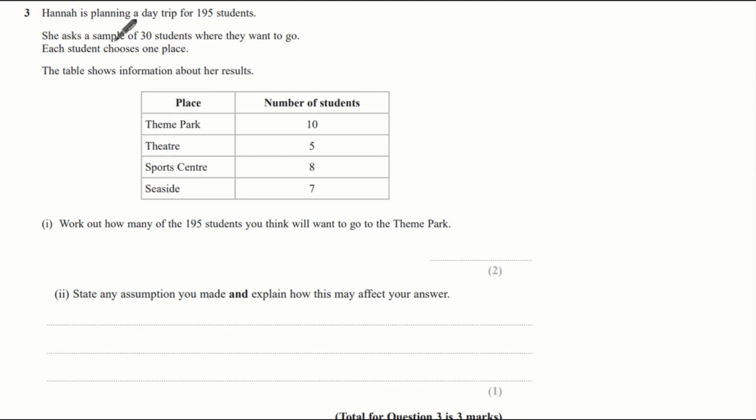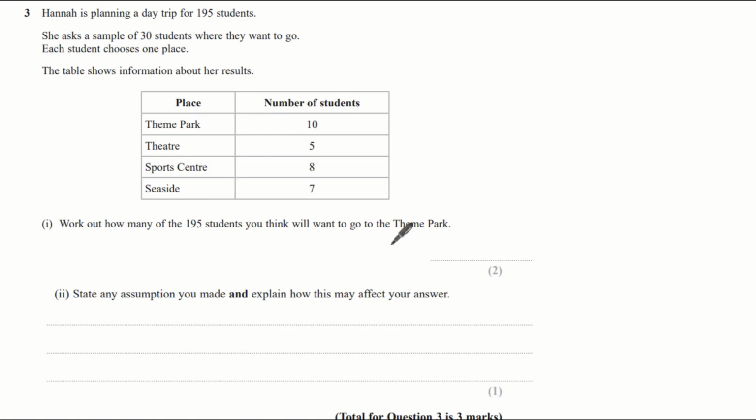Question 3 states that Hannah is planning a trip for 195 students. She asks a sample of 30 students where they would like to go, and each student chooses one place. The table shows information about her results. You can see 10 students wanted to go to a theme park, 5 students wanted to go to the theatre, 8 students said the sports centre, and 7 students said the seaside. Now we're asked to work out how many of the 195 students you think will want to go to the theme park.